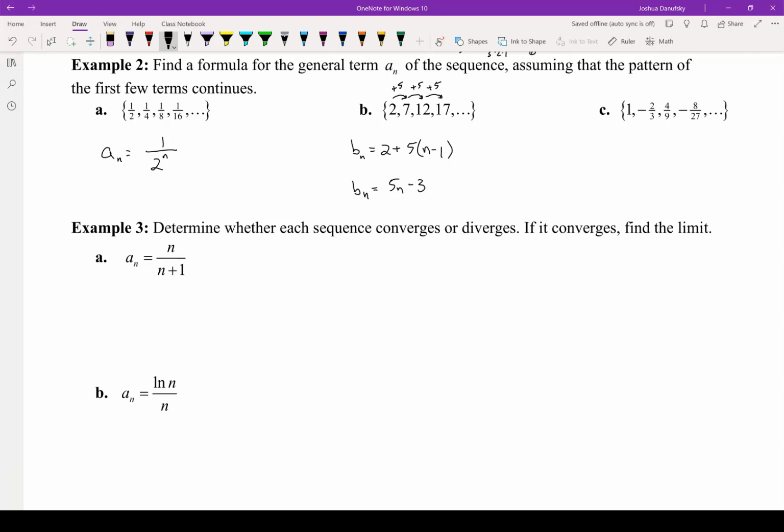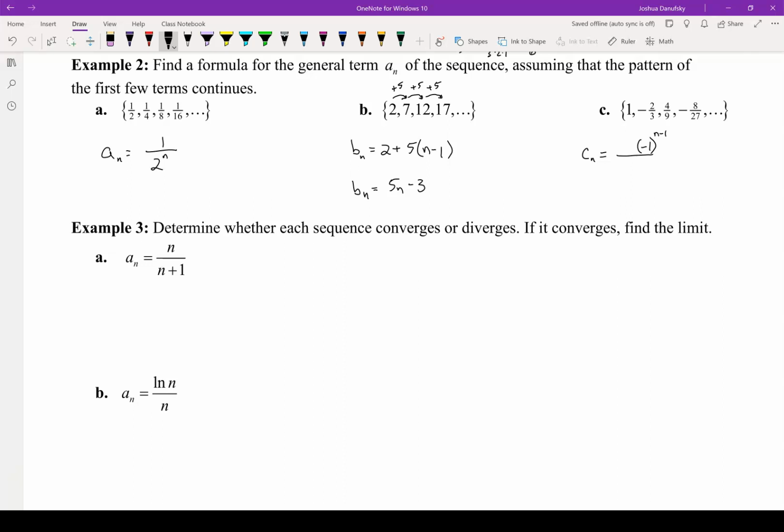Part C, we have 1, negative 2/3, 4/9, negative 8 over 27. So first off, we notice that we have alternating signs. So we're going to need negative 1 to a power. Now if we just put n here, that means our first term, when we plug in 1 for n, is going to be negative, and we don't want that. So let's go ahead and put either n plus 1 or n minus 1. I'm going to put n minus 1.